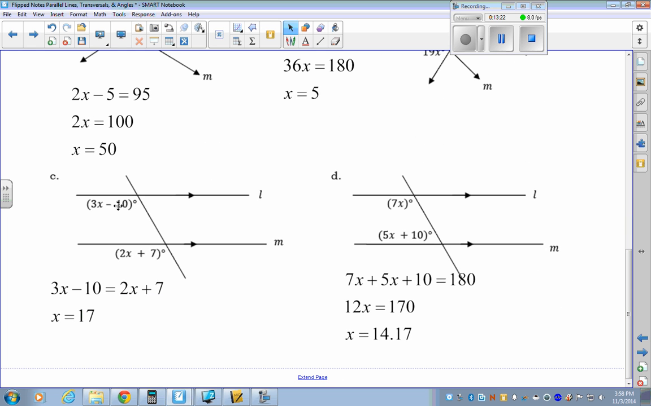And finally, in letter C, we have two corresponding angles. Corresponding angles are congruent when the lines are parallel. So we set them equal to each other. And here we have same side interior angles, which are supplementary. So we add them up and set them equal to 180.